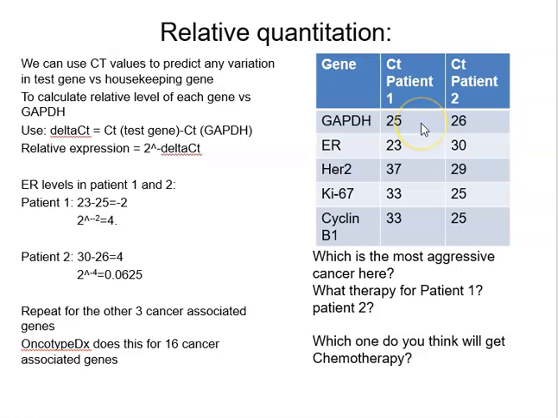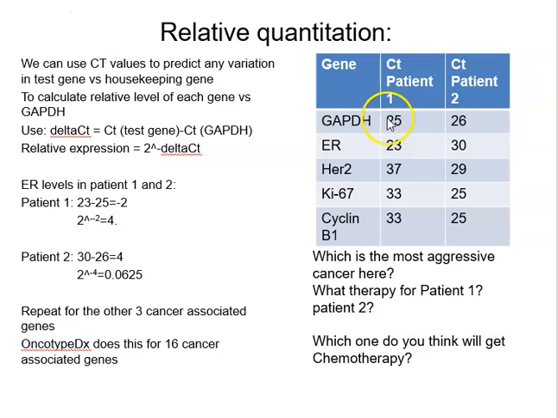But what you should be aware of is, relative to GAPDH, if there's a lot of a gene that is associated with a good prognosis, that is going to give a good score for the patient and predict a good prognosis. Whereas if there is a high level of something like HER2 and Ki67, then that would suggest that the patient's got a poor prognosis. So I'll just take you through these 2 patients and tell you which one would get chemotherapy.